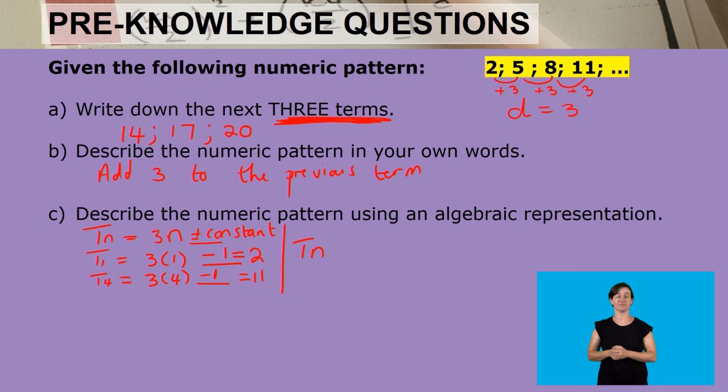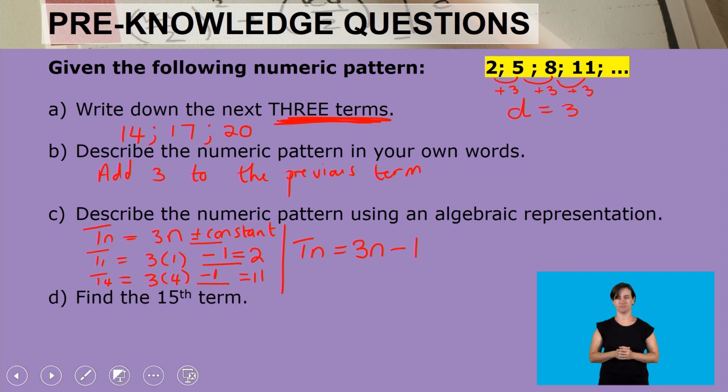So this pattern here is going to be described algebraically by saying it's the constant difference multiplied by the term number, and we are going to subtract a 1.